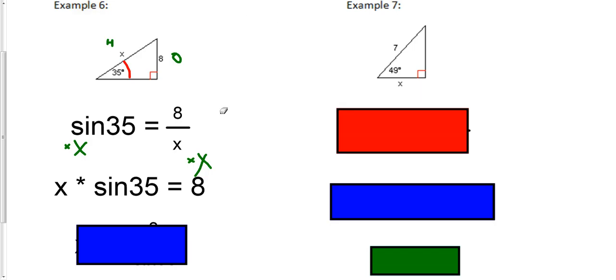And if you don't believe me, again, we can set this up as a proportion and do the same thing. So I'm going to go like this. Put this sine of 35 over 1, and then we'll cross multiply. This times this, 1 times 8. 1 times 8 is 8. X times sine of 35 is x times the sine of 35.